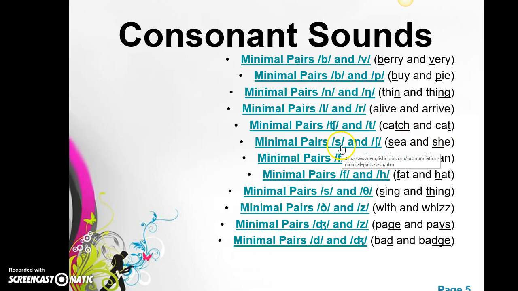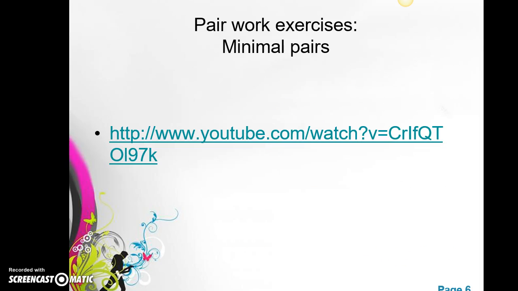Catch, it's not s and sh. So as you have see as opposed to she. Fan, van, fat, hat, and sing, and thing, and with, whiz, and page as opposed to pays, so page, pays, and as opposed to j. So we have bad as opposed to badge. Okay, right. Other minimal pair exercises are there for you to access on YouTube.